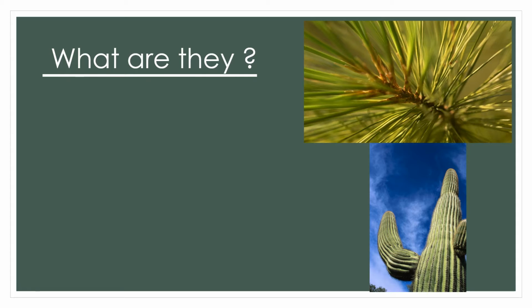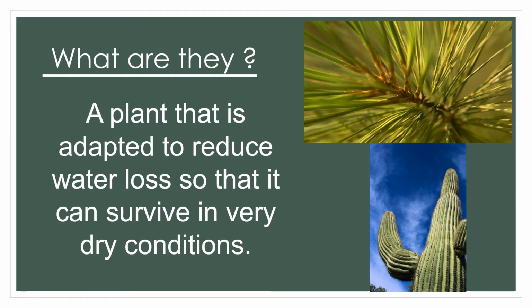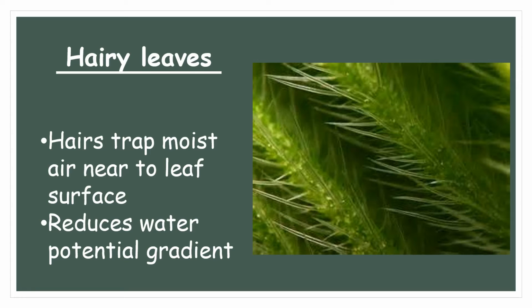So the first adaptation of a xerophyte is that, no, before the adaptation, let me just explain what they are. Basically, a xerophyte is a plant that is adapted to reduce water loss so that it can survive in very dry conditions. For example, a cactus is a xerophyte. So the first adaptation of a xerophyte is that it has hairy leaves.